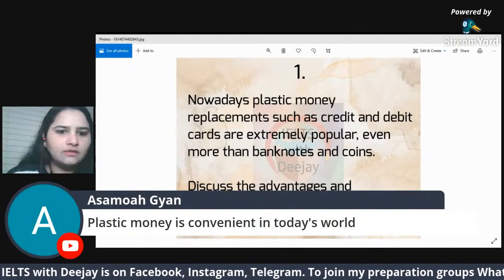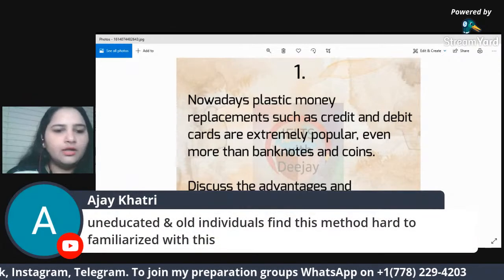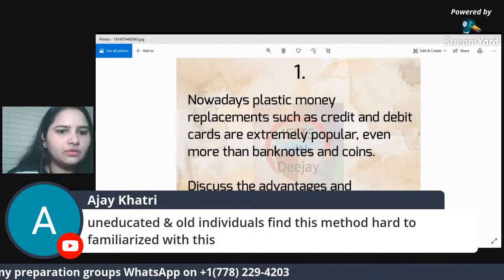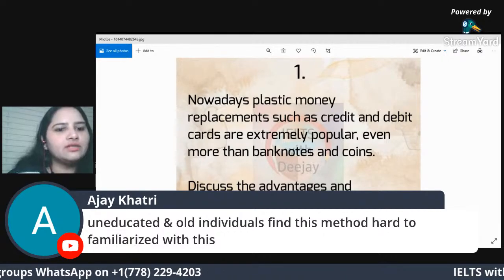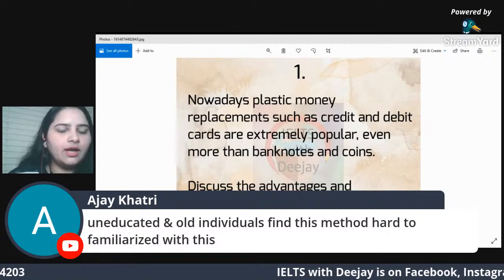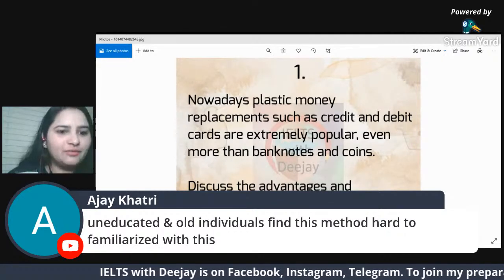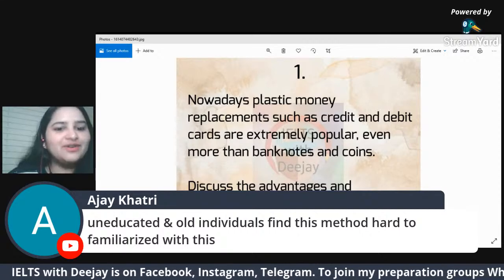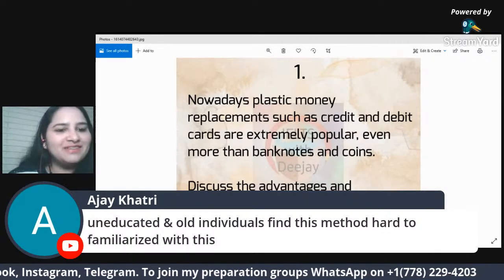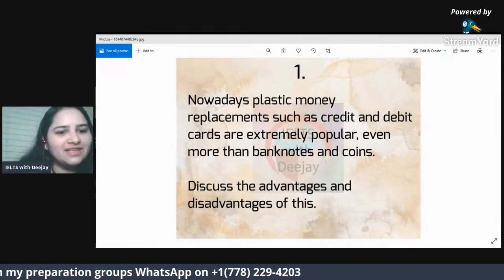Plastic money is convenient in today's world. Yes, it is very convenient. Uneducated and old individuals find this method hard to familiarize with. Yes, you can say that. Because the people who are uneducated can't use it, and the old individuals do not find it that safe. They think it's not safe, so they do not want to try it. It happens in every family. So you can say that.